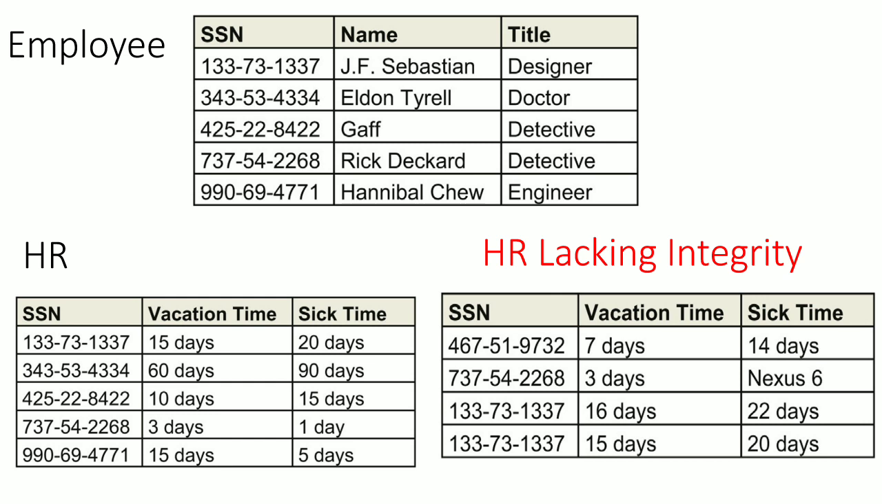Then in this HR table, the second tuple lacks semantic integrity, because the value "nexus 6" in sick time is violating semantic integrity, because it does not correspond to the data type of sick time. Over here time is expected to be in days, whereas it is a string value, which is an incorrect format. So it is lacking semantic integrity.